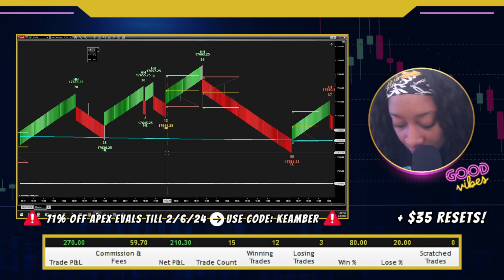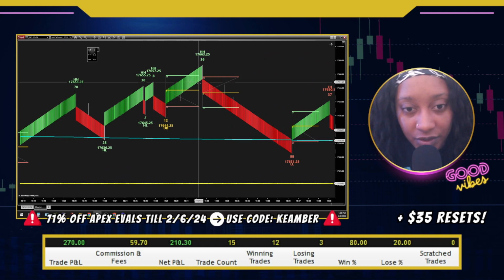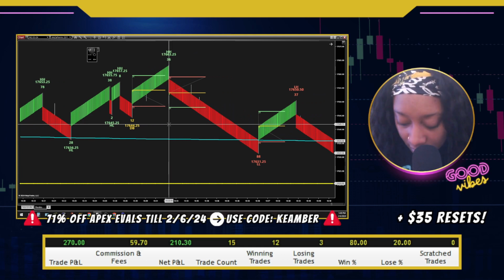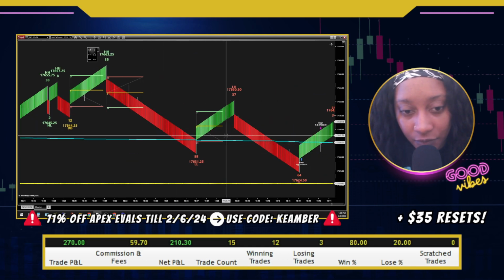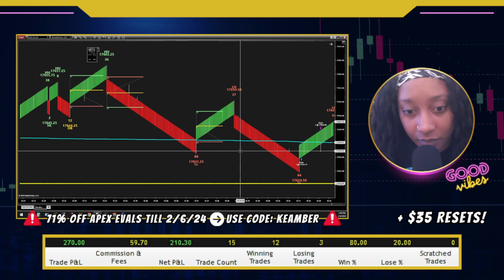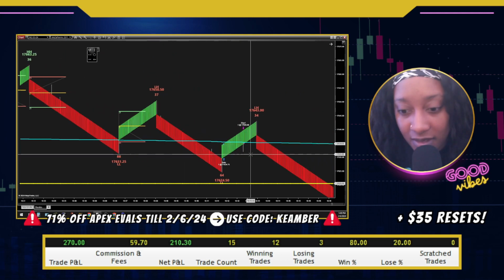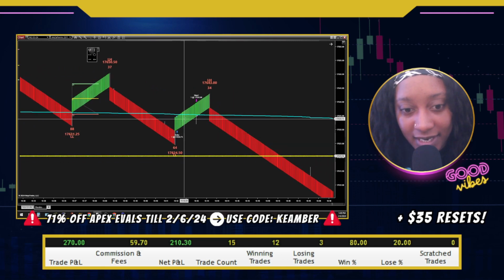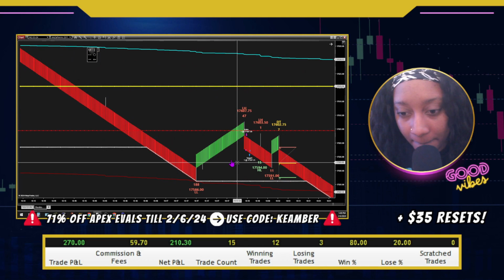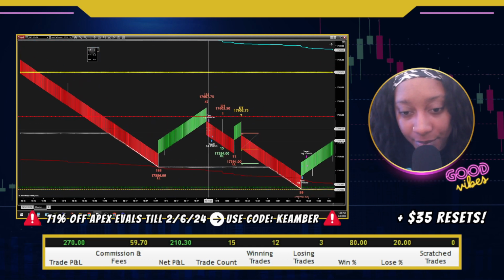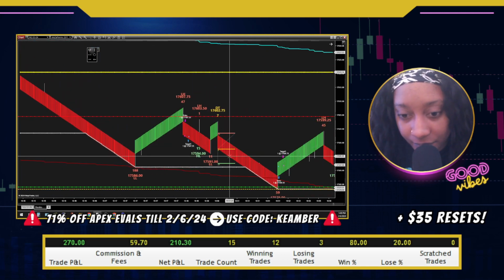All right, so a couple more trades left. This particular trade was a full win. This trade was a break even. This one was a full win. And then we have this trade that I actually took that I broke even on. This trade I broke even on as well.